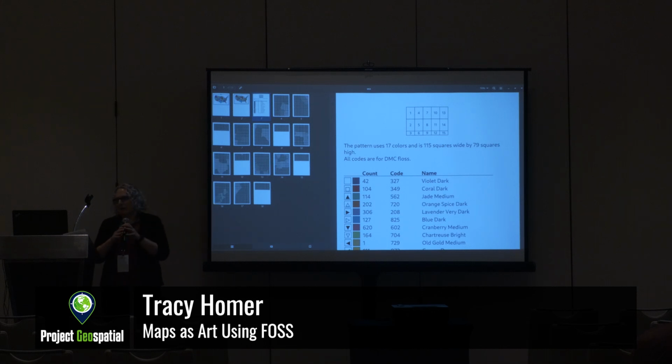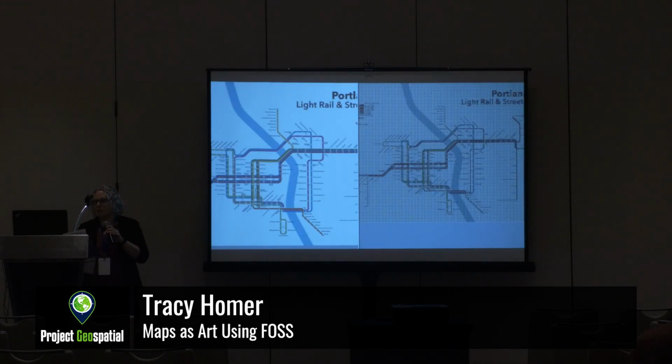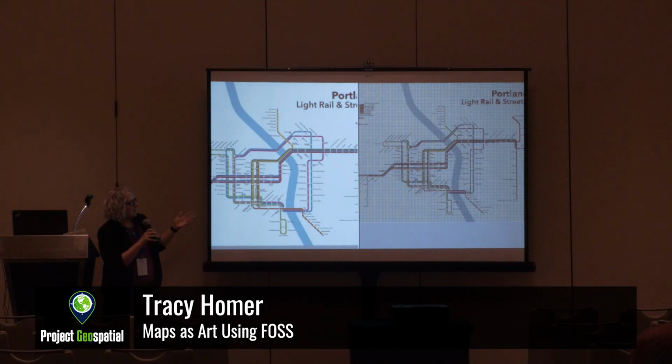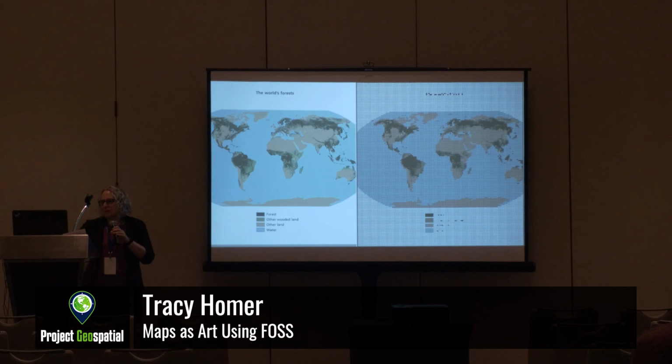So here's a couple of images I just threw in there for fun. This is a Portland map of their light rail system. You can see the words didn't really come out well. That's fine. But the colors of the transit lines came out well, so you get the general idea of what you're looking at. I felt like this one came out really nicely.